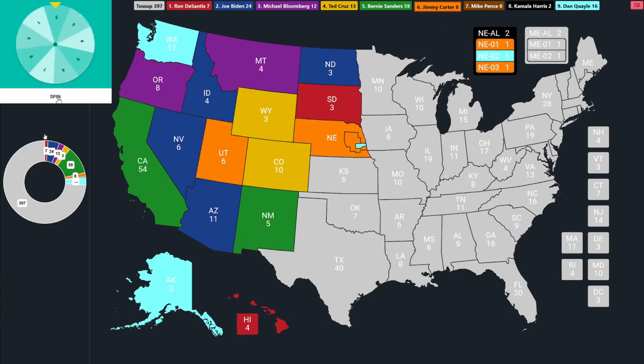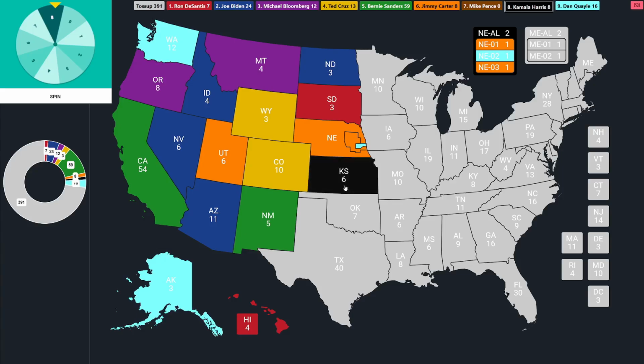Next state is Kansas. We've got another 6 of them. And this is number 8. It's Harris. That puts her up to 8. How about Oklahoma? That's next. This state is lucky 7. And it's number 5. That's going to Bernie Sanders.